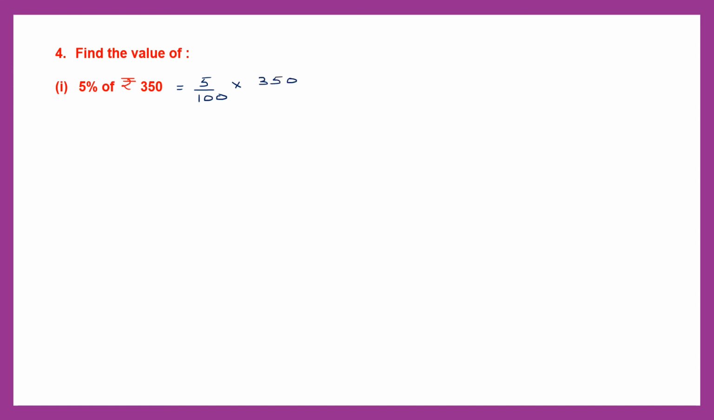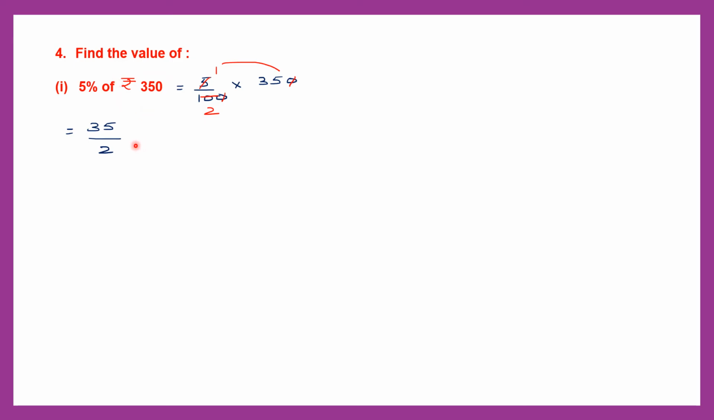Now let's cancel. Cancel a 0 here and a 0 there. Then we can cancel 5 and 10. 5 ones are 5. 5 twos are 10. Now my numerator is 1 into 35 and denominator is 2. So 1 into 35 is 35 and the denominator is 2. 35 by 2. Now here we are talking about rupees, isn't it? We are saying 5% of this quantity, this amount. So the answer should be in rupees.